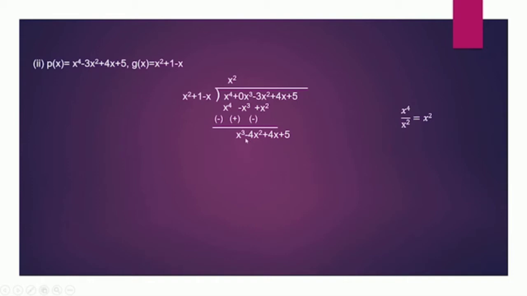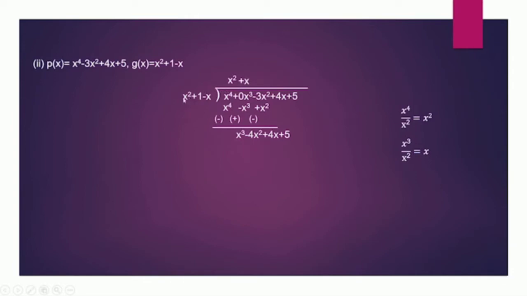Now we have the highest degree of this polynomial as x to the power 3, and here we have x square. So now we have to divide x cube by x square. We will get x. So this x we have to write here, plus x. Now in the next step we have to multiply this x with the whole term g of x.